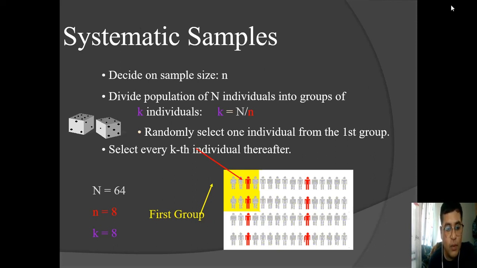So, if N is 64 and n is 8, so k is 8. So, every 8th person will be the sample. Or you get 8 people in the given population.